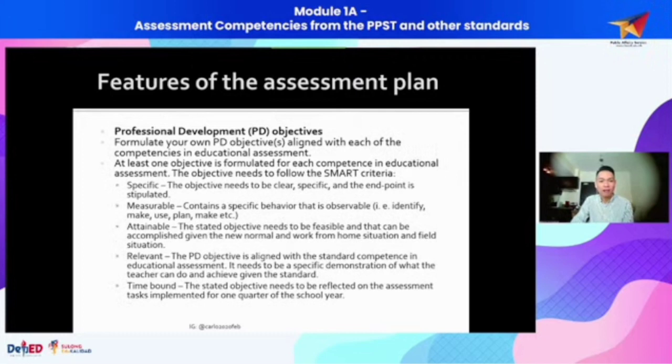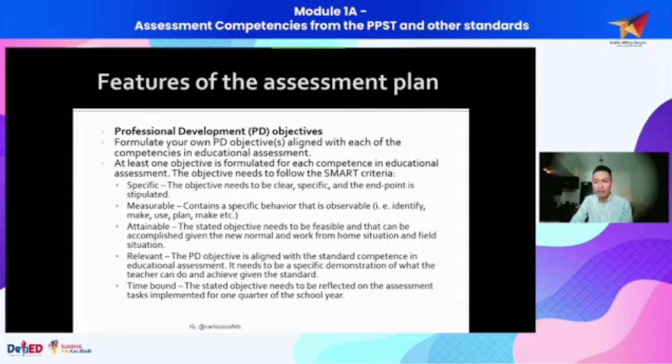Okay, first let's talk about how you formulate your professional development objectives. Now take note that your professional development objectives need to be aligned with the assessment competency. We have 7 assessment competencies, and at least you can put in 1 professional development objective for each assessment competency. But take note, you can have more than 1 for each assessment competency. And I'm pretty sure that you are all teachers and you know how to formulate objectives. So generally, you follow our rule, which is SMART. Your objectives need to be specific, measurable, attainable, relevant, and time-bound.